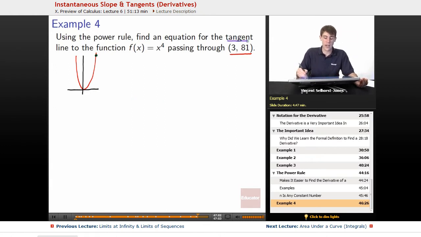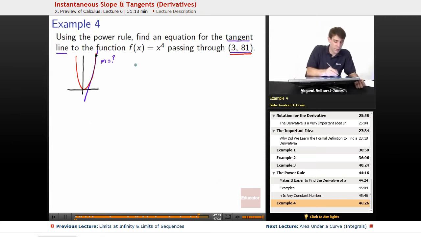So what we want to find is the tangent line to the function at this point, (3, 81). So we want to find something that winds up going like this, right? That's what we're looking for. What is the slope at this point? Well, to find the slope at any given horizontal location, we wind up taking the derivative.